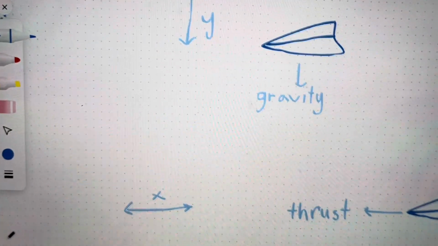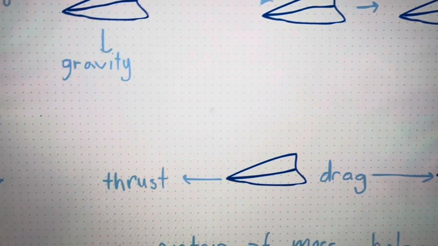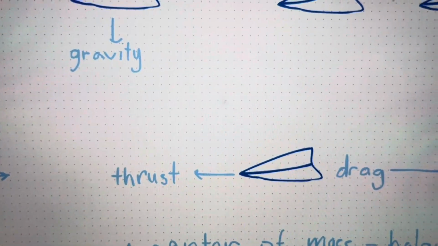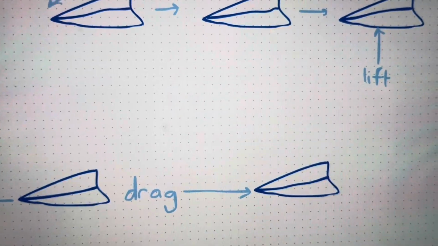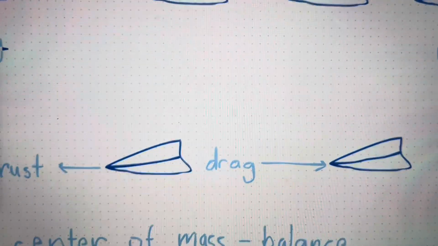And the forces acting on an airplane in the x direction are one, thrust, which is the force that you apply to the paper airplane when you throw it, and also drag, which is the force that opposes the motion of the airplane due to air.